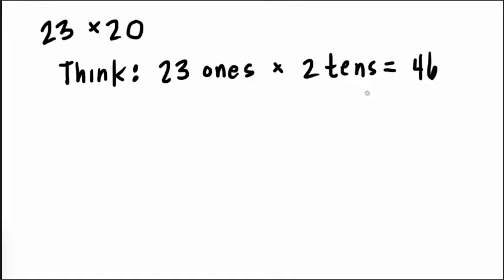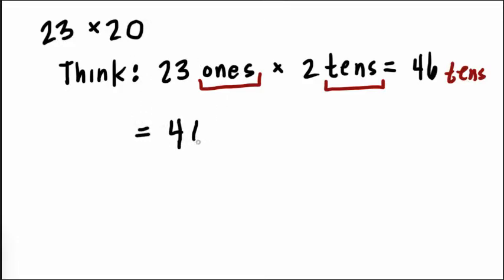And what is 1 times 10? This is just what I wanted to show you. 10 times 1 is 10, so that's going to be in tens, right? So our answer is actually 46 tens, or 460. So when we go back to this, 23 times 20 is 460.